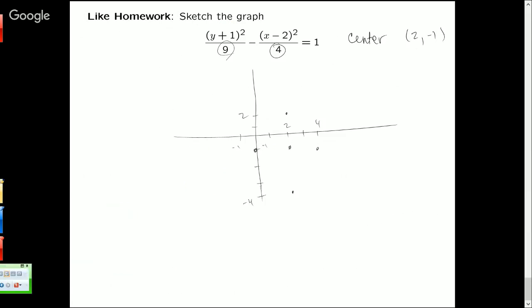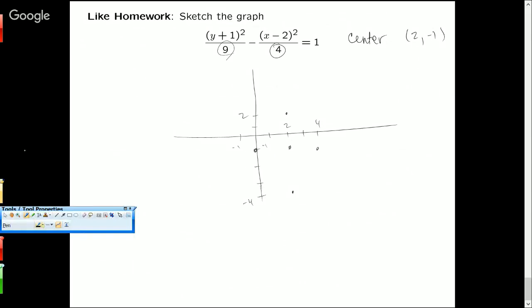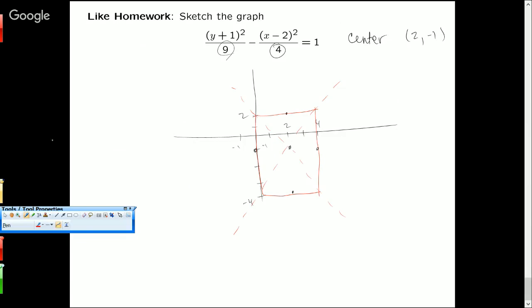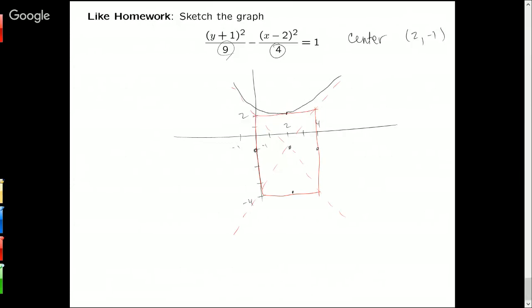And then remember, draw your box around it. Draw the dashed lines. And then, is it opening up and down or left and right? Up and down. Y is first. That's correct. That's what I'm looking for on your homework.